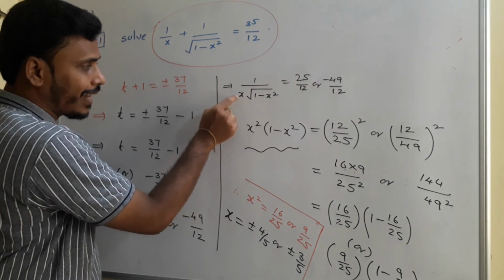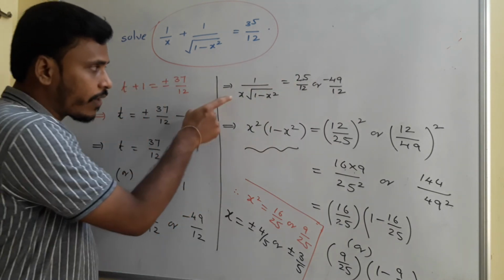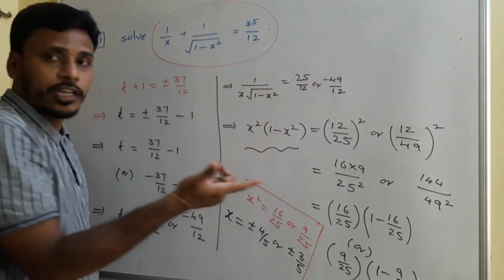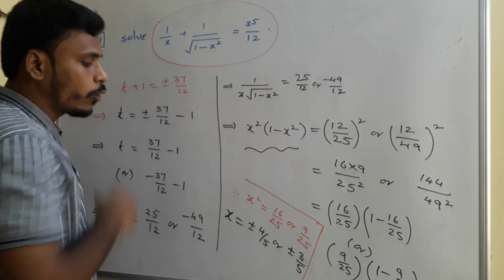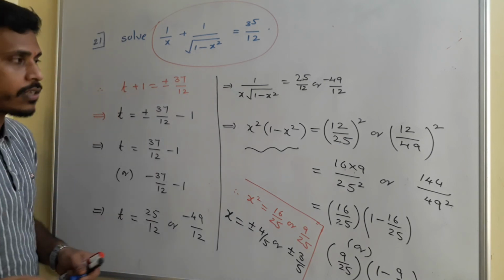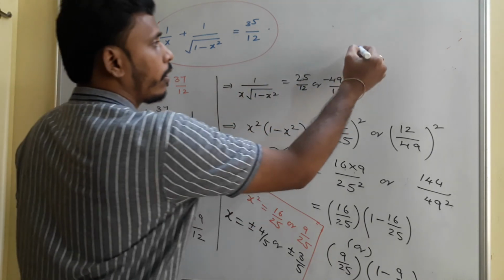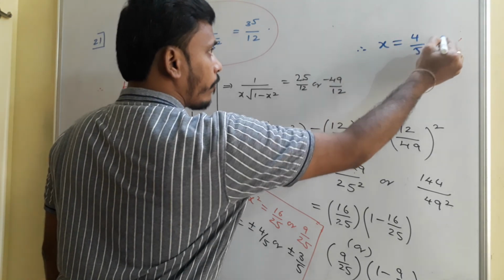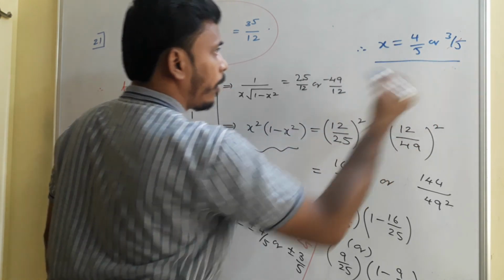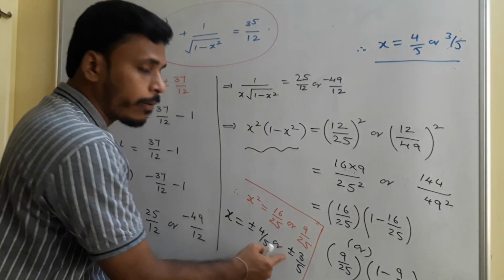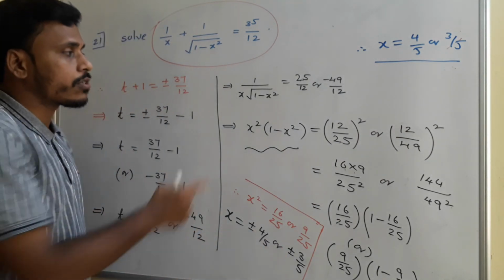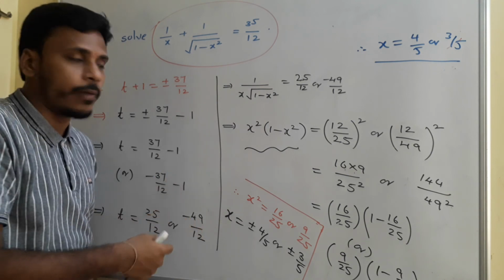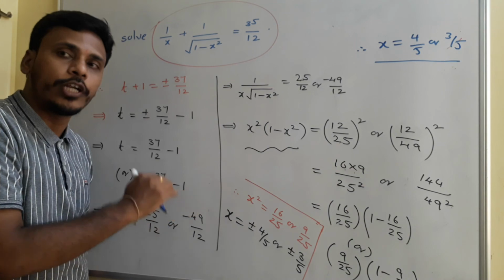So you need to take x as also positive. If x is negative, with this root positive, the result is negative. It is not possible, right? And that's why you need to take only positive values in the place of x when you take it as 25 by 12. Therefore, the final answers for x are 4 by 5 or 3 by 5. Minus 4 by 5 and minus 3 by 5, we need to neglect them because they are not actual solutions. We call them extraneous solutions. They are extra solutions actually, so you need to neglect them.